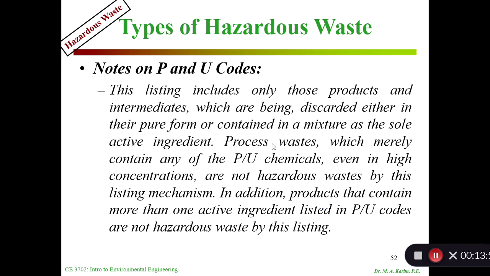Okay, notes on P and U codes. The listing includes only those products and intermediates which are being discarded either in their pure form or contained in a mixture as the sole active ingredient. Processed waste which merely contains any of the P and U chemicals, even in high concentrations, is not hazardous waste by this listing mechanism. In addition, products that contain more than one active ingredient listed in the P and U codes are not hazardous waste by this listing.